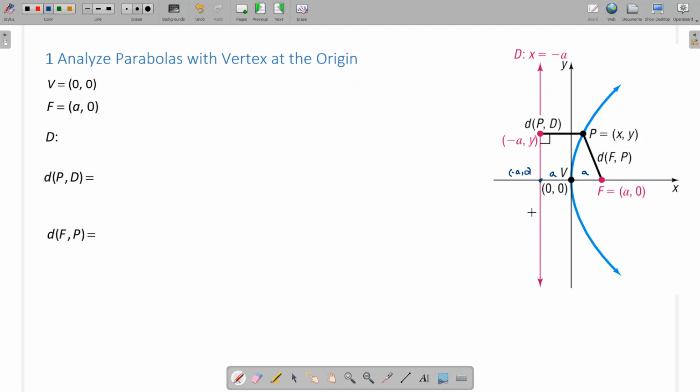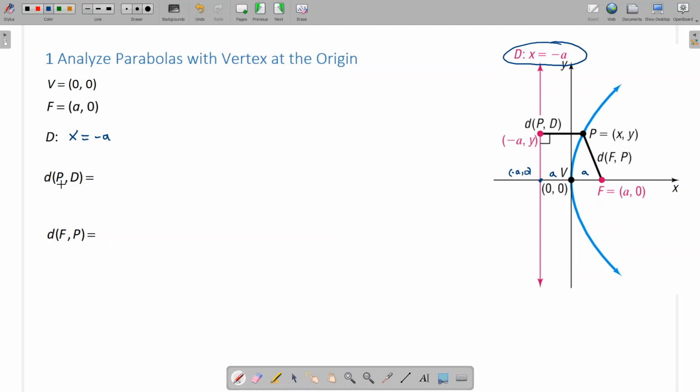So that means that the directrix would have to pass through that point, and so the directrix would have to have the equation x equals negative a in this type of figure. So we can go ahead and fill that in over here. Our directrix would have to be x equals negative a. Remember that the directrix, it's not just a number, it's an equation of a line.